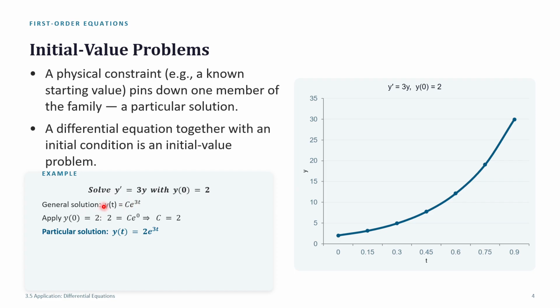So the general solution is y(t) = c e^(3t). Apply it for y(0), that will give us 2, and 2 is equal to c e^0. That implies c is equal to 2. So the particular solution for this one is y(t) = 2e^(3t).